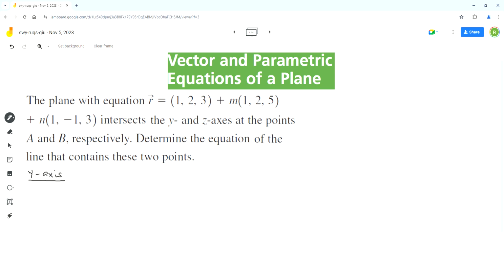A point on the y-axis will have x and z coordinates equal to 0. So that's the first thing we need to understand about this problem. Let's assume the coordinates of point A are (0, y, 0). So we have to find the y coordinate of point A. This point A will also lie on the plane because at point A, the plane and the y-axis intersect. So we can use this point for position vector r in the given equation of the plane.